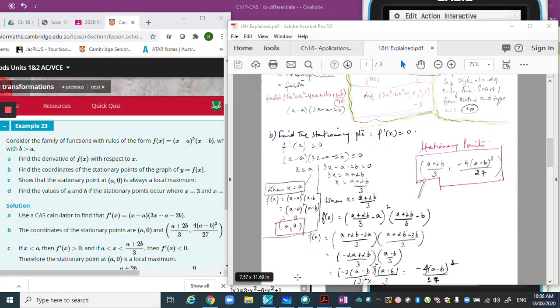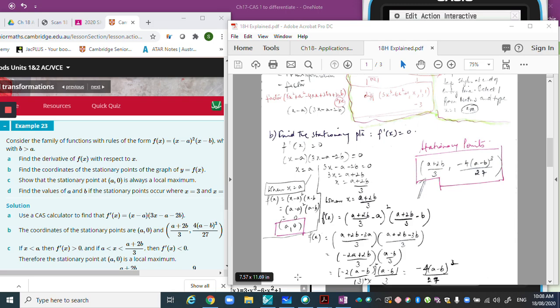Hi, today we'll be doing 18H. It talks about families of functions, differentiation, stationary points, and translation of points and so on. A combination of a lot of concepts learned. So let's look at the first example, example 23.